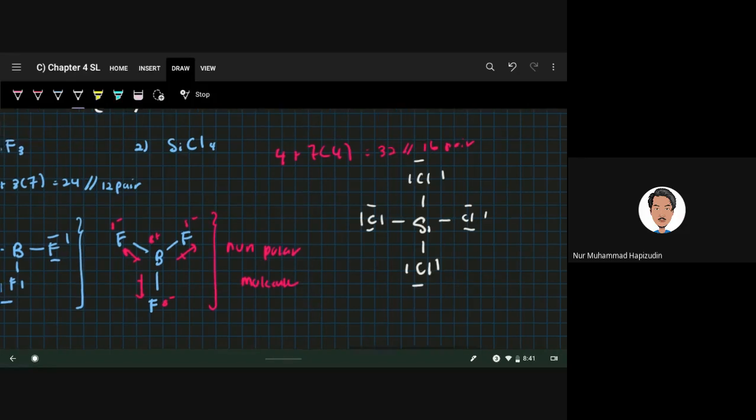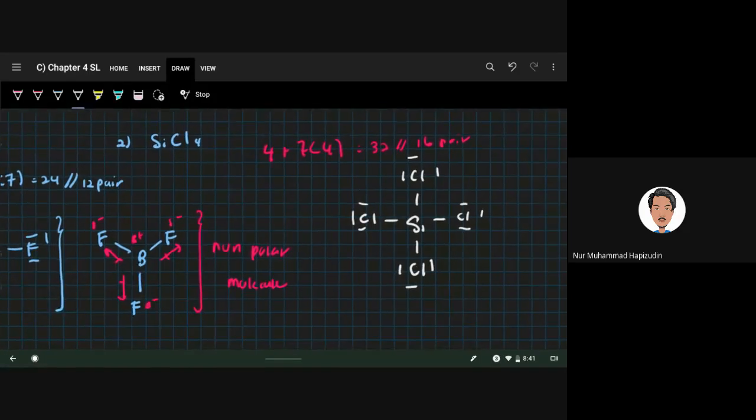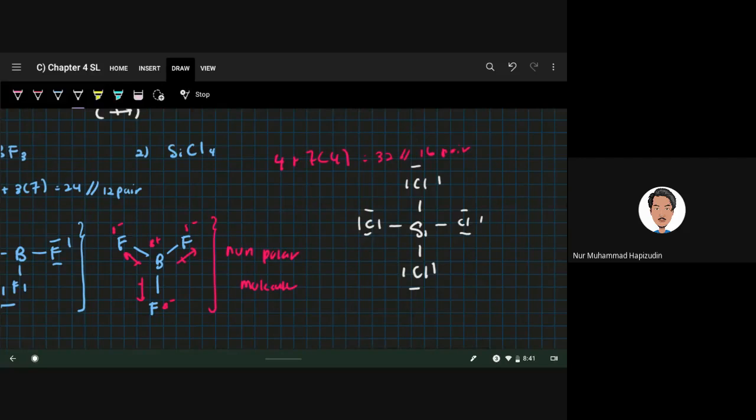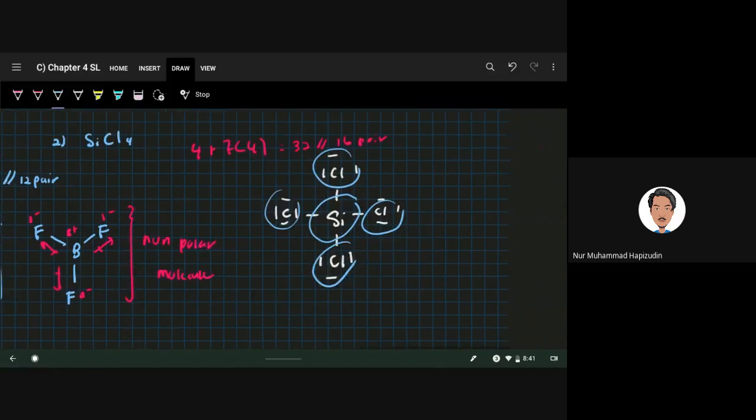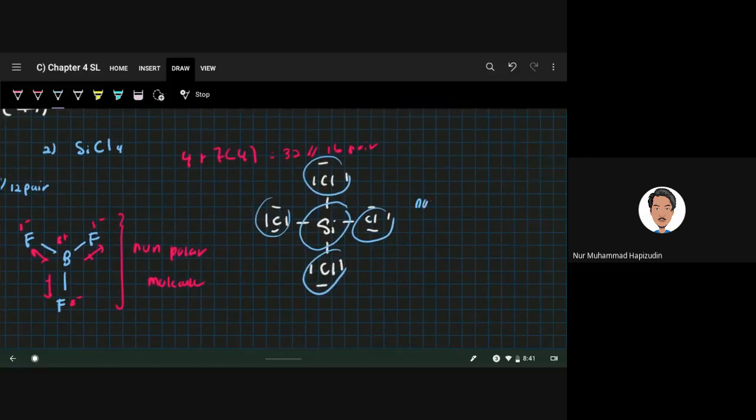16. Cukup? 3, 6, 9, 12, 13, 14, 15. Okay, cukup 16. So no lone pair, right? No lone pair at the central atom, and all the terminal atoms are equal. So this is also a non-polar molecule. Non-polar molecule. Okay.